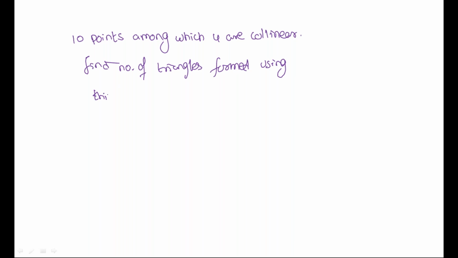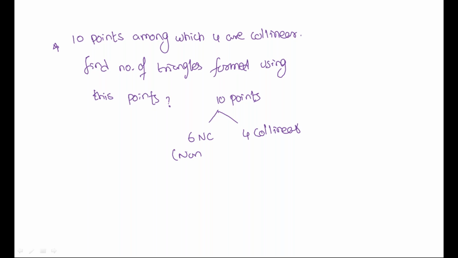Right. Now here, a very important thing is, they have given 10 points, among which 4 are collinear. So what you have to know is, among these 10 points, 6 are non-collinear and 4 are collinear. Since 4 are in the same line, it clearly indicates that.